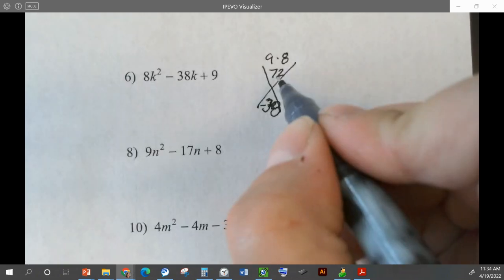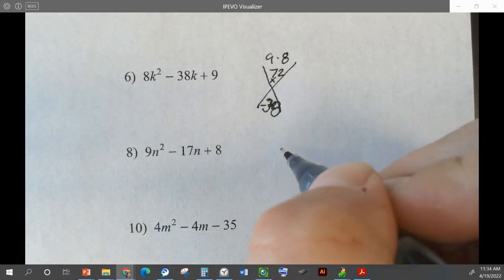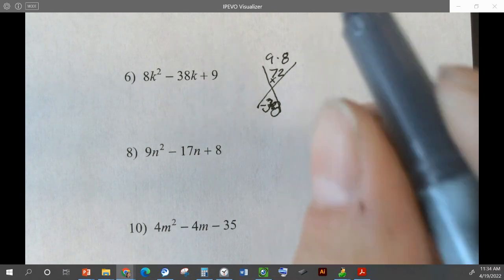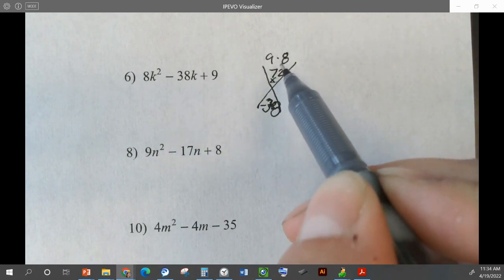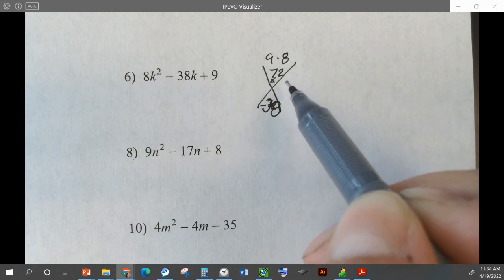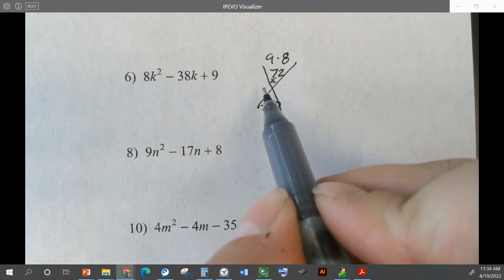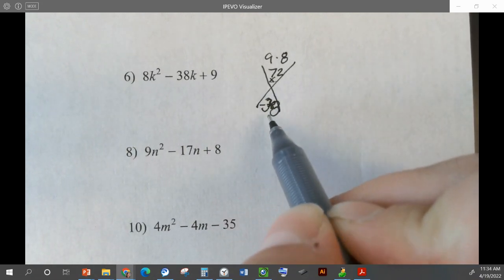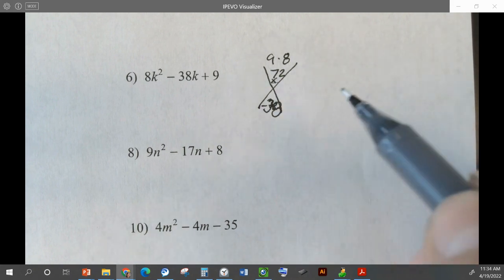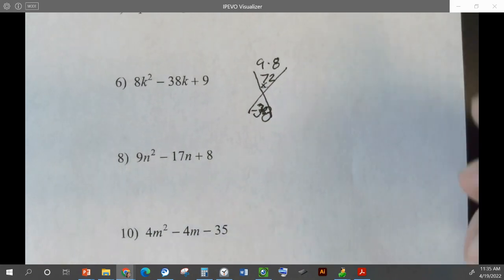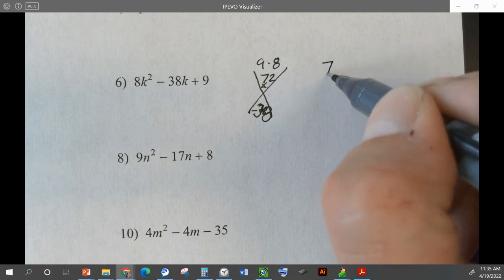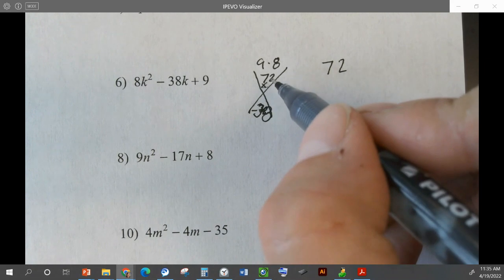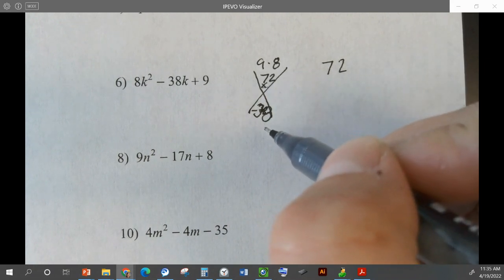All right, so we need numbers that multiply to give us 72, and then add to give us negative 38. So the only way to get a positive number at the top is to have 2 negative numbers or 2 positive numbers. So we are looking for 2 negative numbers that add up to give us negative 38. Sometimes looking at the signs helps us with what we're looking for. Okay, so does anyone know those off the top of their head? Multiples of 72 that add to give us 38?